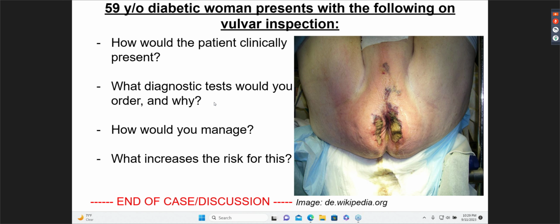Okay. I mean, you got to do something for her. And I think just doing antibiotics alone may not cut it, because I think you're beyond just antibiotics. You need to do some debridement.